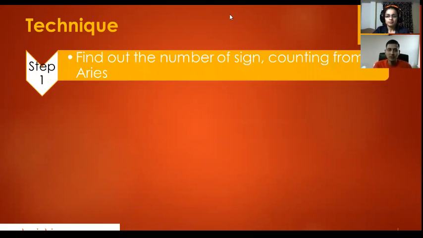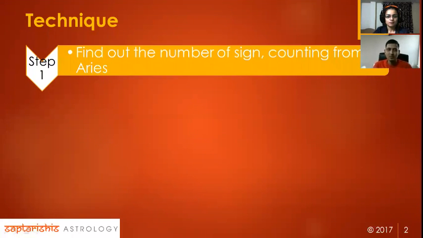In this technique, the first step is to count the number of the sign starting from Aries. Let's say you want to understand the major theme of Jupiter Dasha, and Jupiter is in Leo sign. Leo is the fifth sign if you count from Aries.